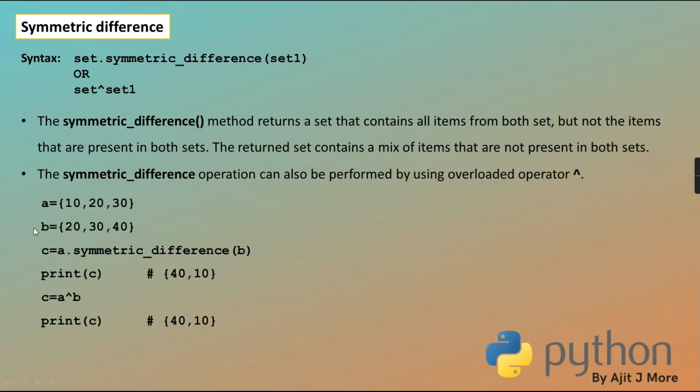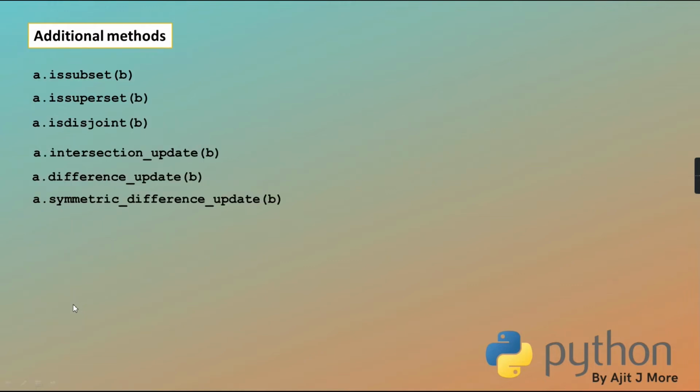Okay, a quick example. A equal to 10, 20, 30. B is 20, 30, 40. A.symmetric_difference(B) will give you 10 and 40, because 10 is in A but not in B, and 40 is present in B but not in A. And the same operation you can do with the caret sign, the overloaded operator caret. Right? I hope till here it is clear to you.